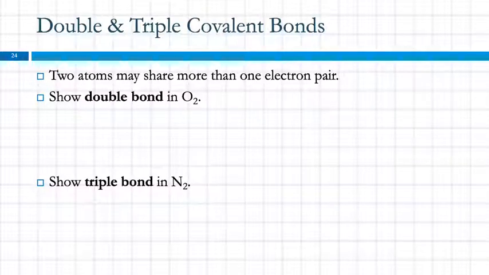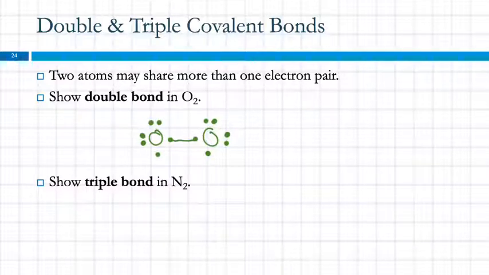Two atoms can share more than 1 electron pair. So let's look at oxygen, which forms a double bond. So here's oxygen and here's oxygen, and we've already talked about this, that oxygen has 6 valence electrons, so we'll just shorten this up and go like that. So I got 2 oxygen atoms, and they're trying to get 8 electrons. Well, hey, let's share. Okay, we share that. Do they each have 8? No, they each have 7.